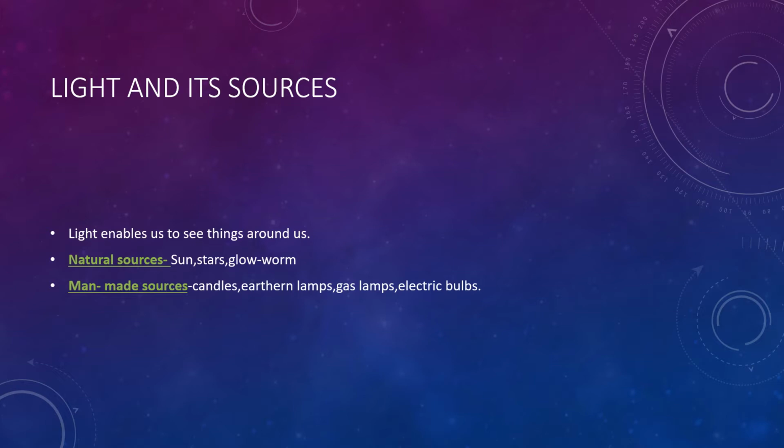We have two types of sources of light. These are natural sources and man-made sources. Natural sources means the sources which are already present in nature: sun, stars, glowworms, etc. And in man-made sources, we have candles, earthen lamps, gas lamps, electric bulbs, and so on.